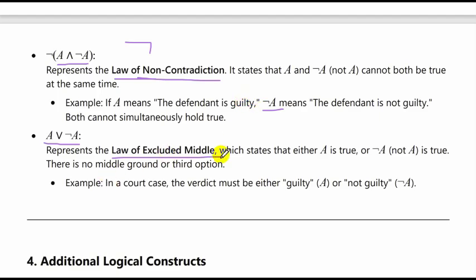So the law of excluded middle states that either A is true or not A is true. Either of these is true. There is no middle ground or third option. So this is the law of excluded middle. In court cases, the verdict must be either guilty, that is A, or not guilty, that is not A.